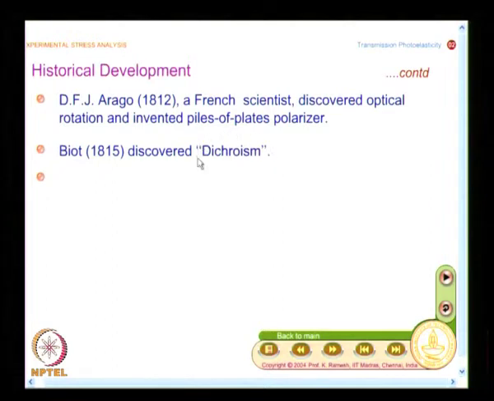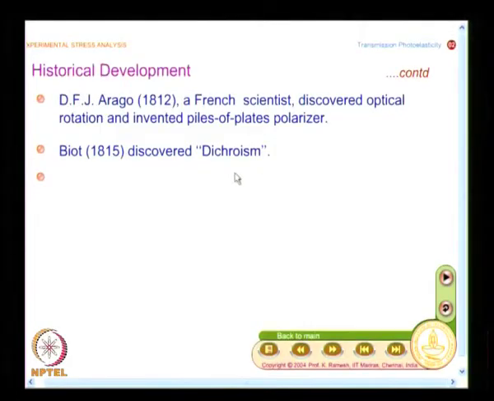This is important from the point of view of the Polaroid sheet that we have. We have a Polaroid sheet, and I have simply said in Polaroid sheet, if you put a Polaroid sheet, the natural light becomes polarized. How it functions as a polarizer, we have to understand. That understanding is better, because we are going to use Polaroid sheet in and out in photoelasticity. So, it operates on the principle of dichroism. So, you have to understand what is dichroism.